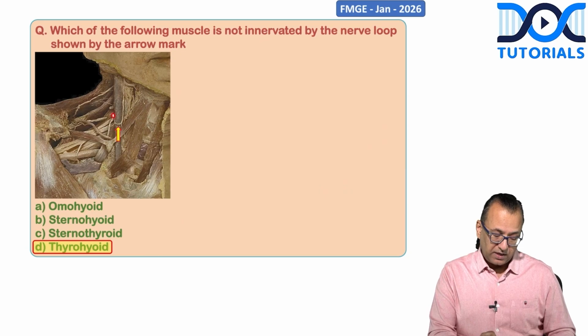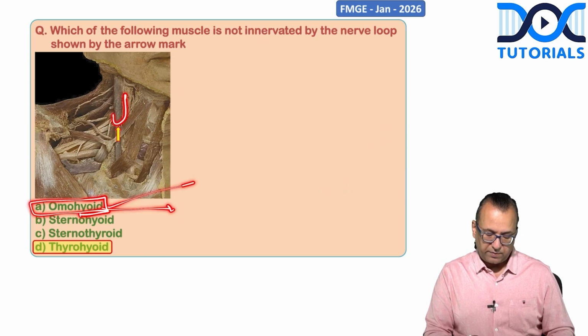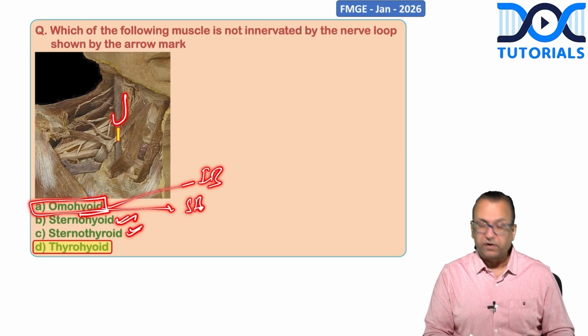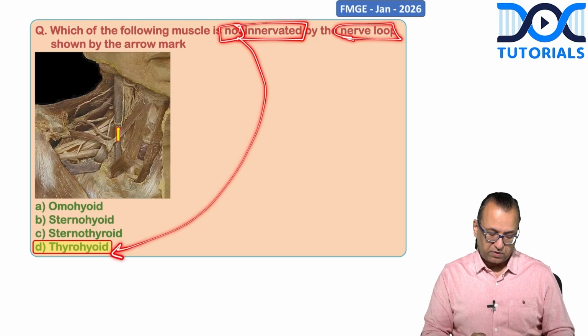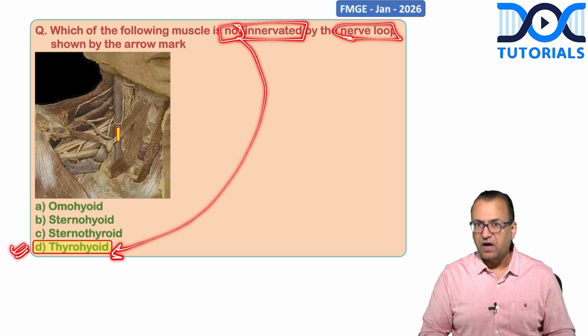Otherwise, ansa cervicalis is definitely supplying omohyoid, maybe the inferior belly or superior belly. It is also supplying sternohyoid, sternothyroid, whatever anterior neck muscles. But the one not innervated by the nerve loop ansa cervicalis is thyrohyoid. Choice number D should remain the answer here.